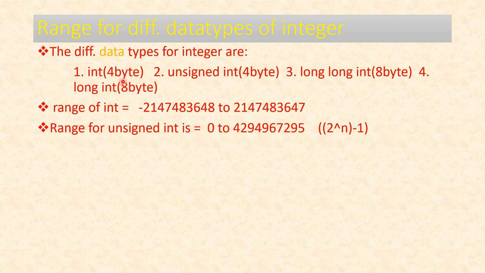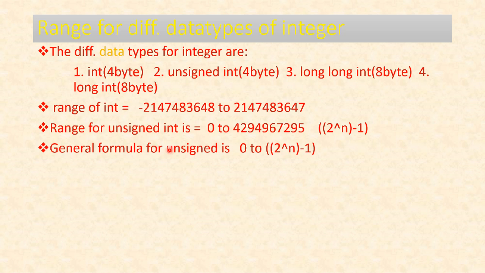That means we know that in 1 byte we have 8 bits. So in 4 bytes we have 32 bits. So to get the range for the unsigned int, we need to put the value of n as 32, because n here is the number of bits occupied by the data type. So in the case of unsigned int, it is occupying 4 bytes. That means 32 bits. So the formula to get the range is from 0 to 2^32 minus 1, which is 4294967295.